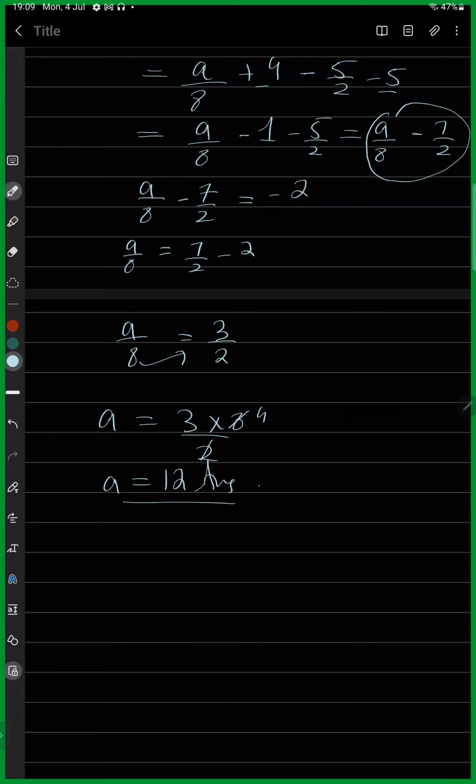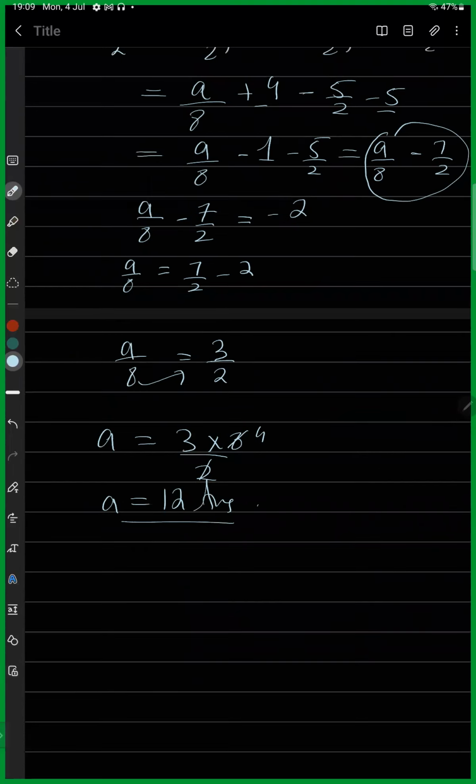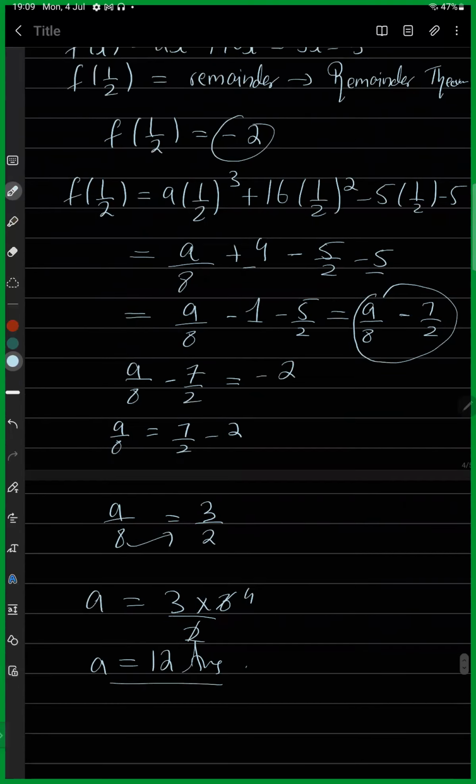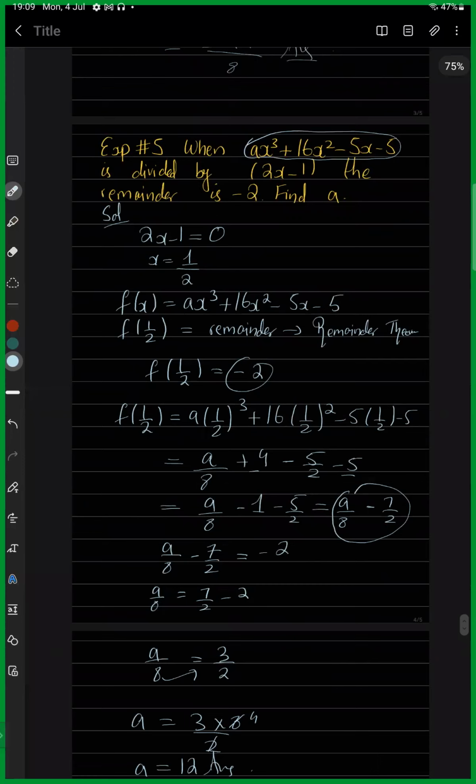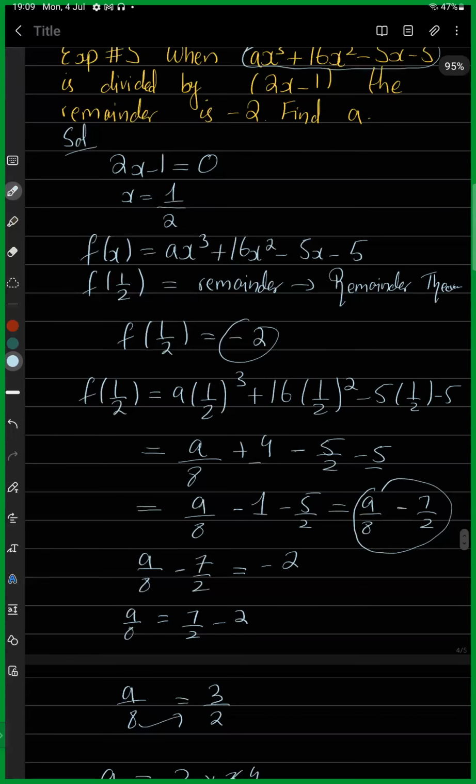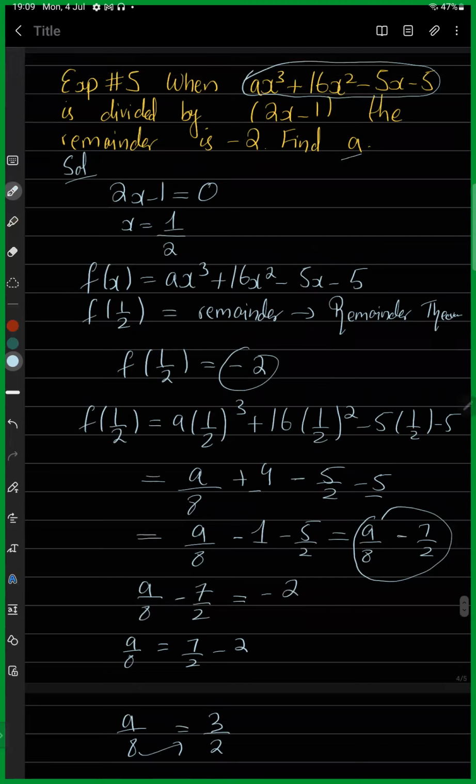So again for this question, we did not use the remainder theorem in order to find the remainder, but in order to find the value of a. The idea was the polynomial was given, that is the dividend, the divisor was given, that was 2x minus 1, and the remainder was also given. So using the remainder theorem, I was able to make this equation, or this conditional equation rather.